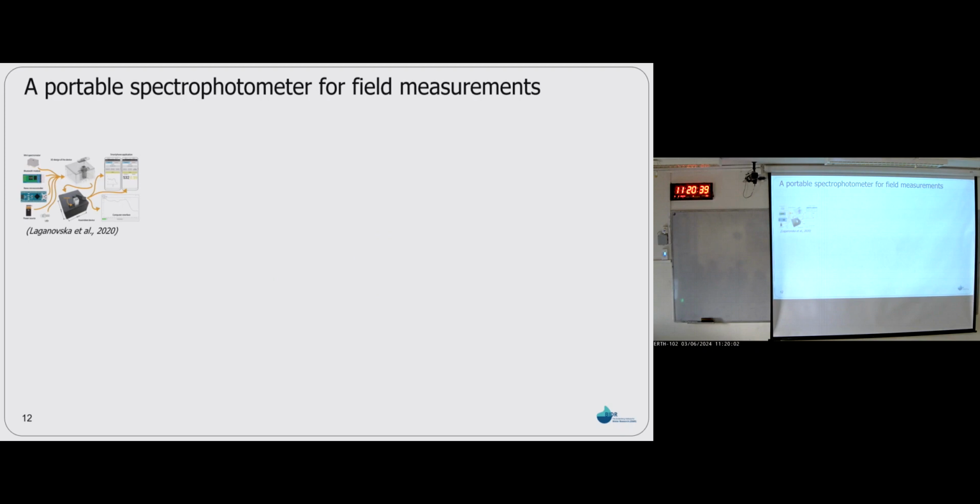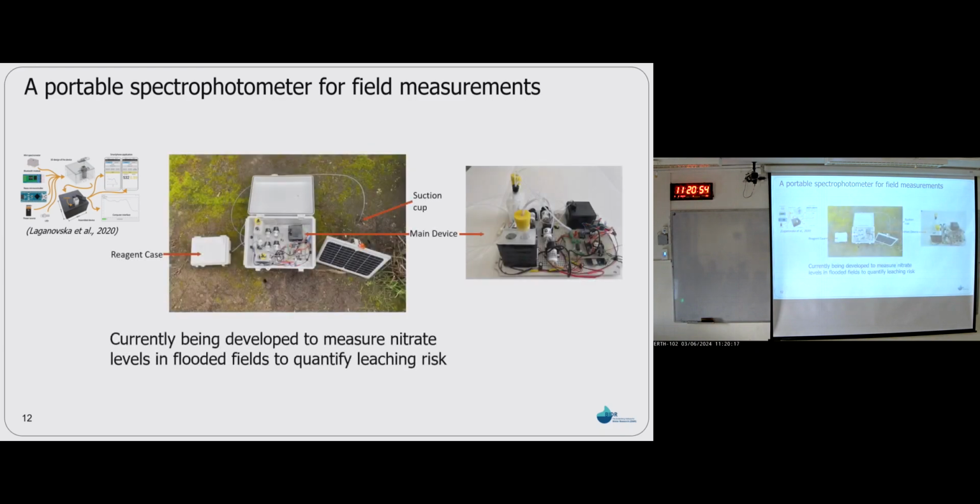Another example is a portable spectrophotometer for field measurements. We took research published on a portable spectrophotometer by a different group in Europe. Because it's open source, they provided all the details of how to build it. And then we took it from the lab, installed it, the box you see here, we copied their box, and added a few pumps. This is soil in the background. And we developed a device that can take water from the soil using a suction cup, put it in the spectrophotometer, and we can get in real time what is happening with the nitrate in the soil, which was part of my postdoc.